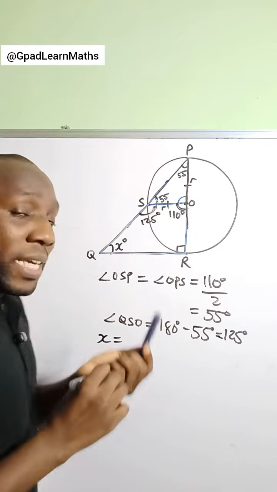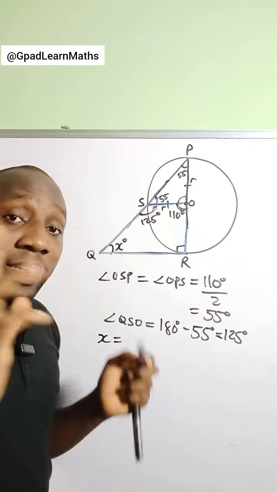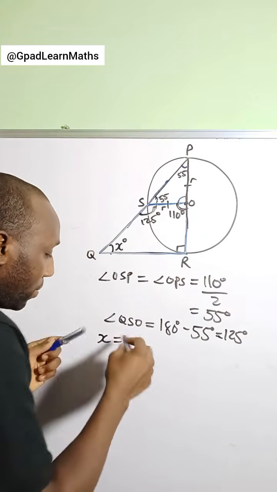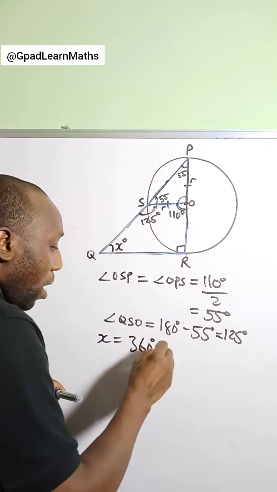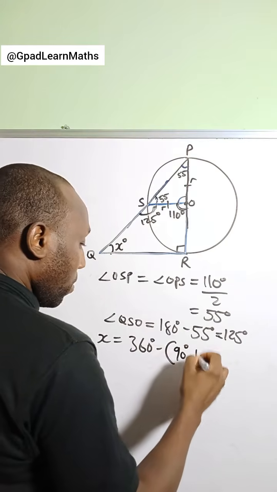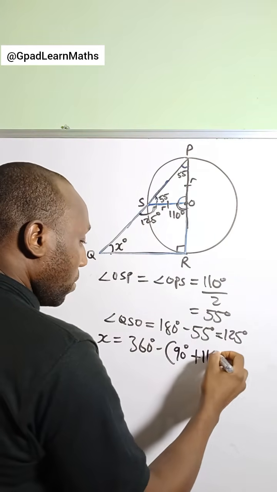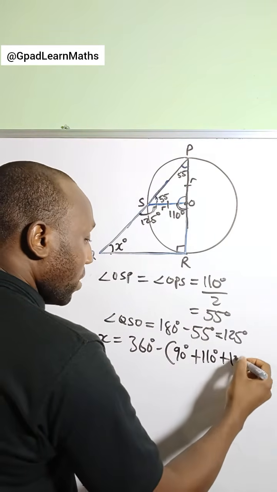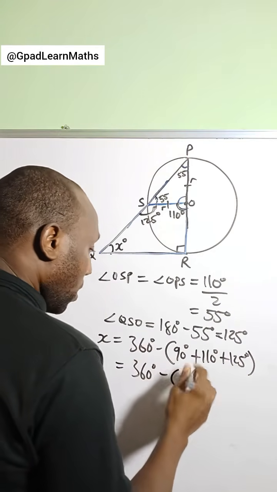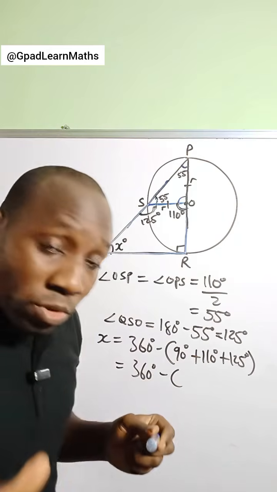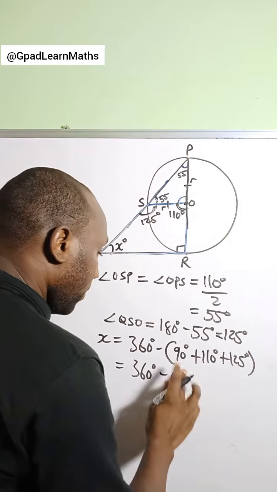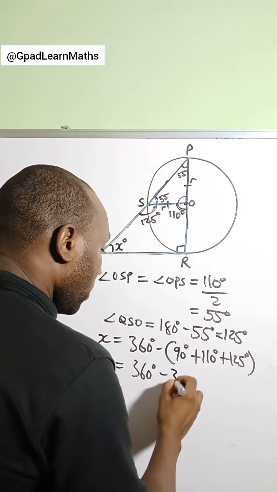So like I told you before, if you add all the angles in a quadrilateral, it gives you 360. So to get x easily, just do 360 degrees minus the sum of the other angles. So that's 90 here plus 110 plus 125 degrees. So that's 360 degrees minus what now? 90 plus 110 is 200. 200 plus 125 is what? 325. So that's 325 degrees.